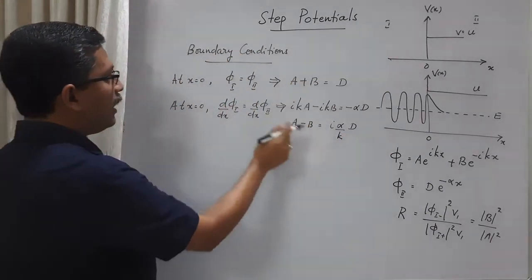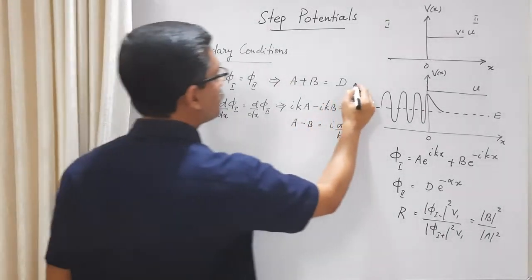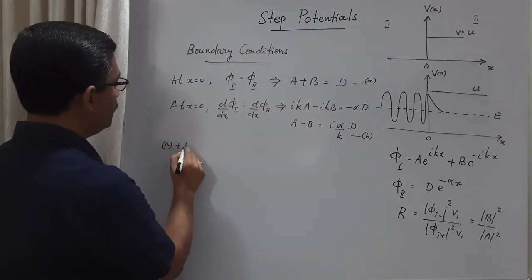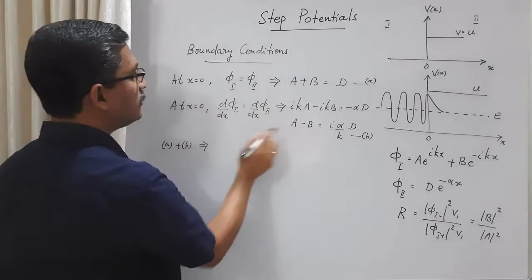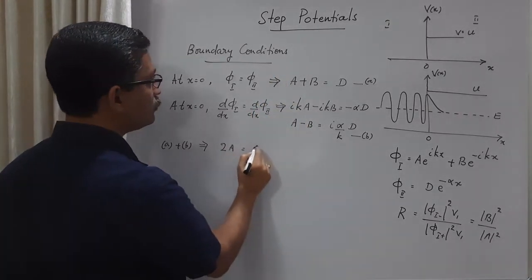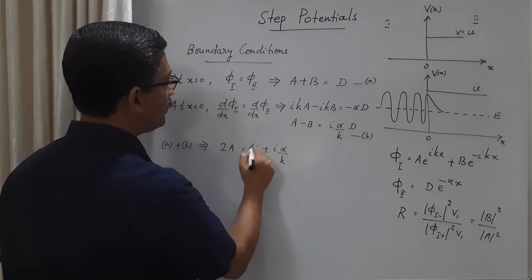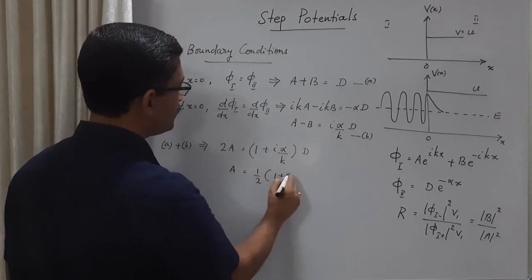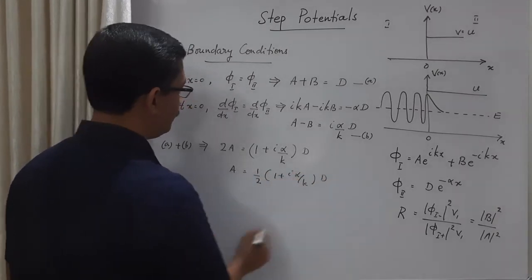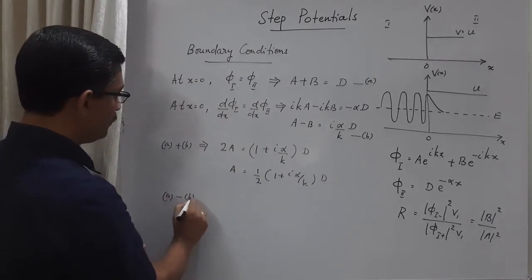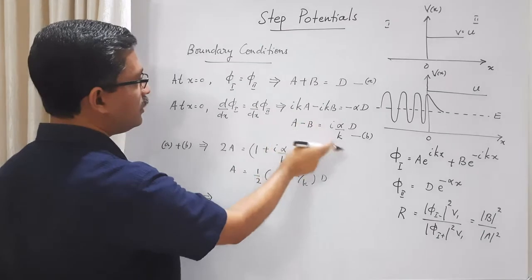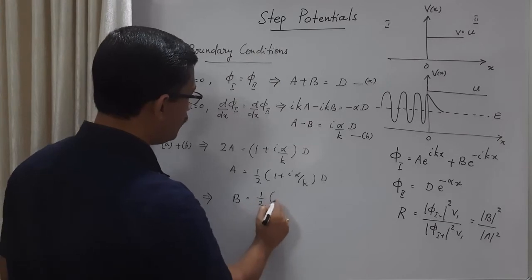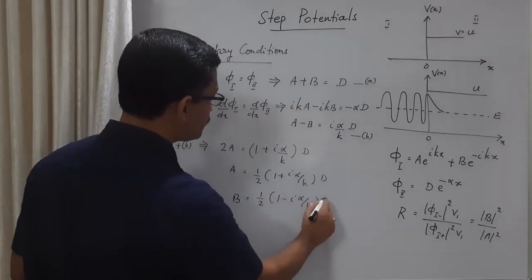By adding these two equations, as before, let us call this small a and this small b. So a plus b gives, adding these two, b will cancel, we get 2a equal to 1 plus i alpha by k times d. So a is equal to 1 by 2, 1 plus i alpha by k times d. Then a minus b: when you subtract, we get 2b, which is 1 minus i alpha by k times d. So b is equal to 1 by 2, 1 minus i alpha by k times d.